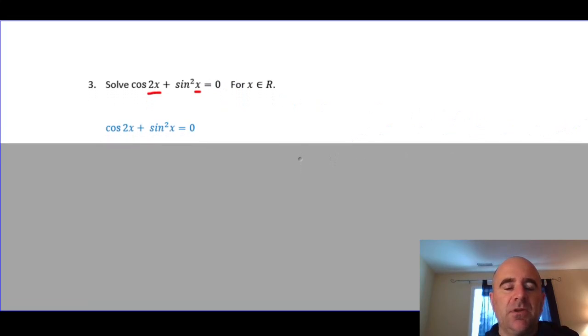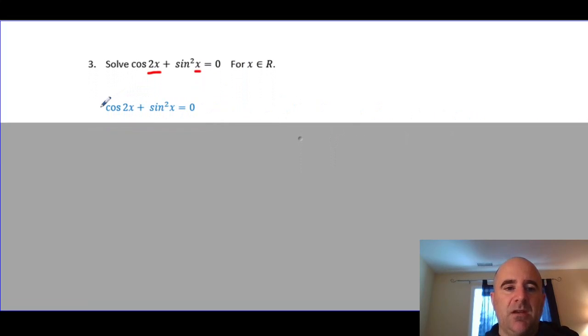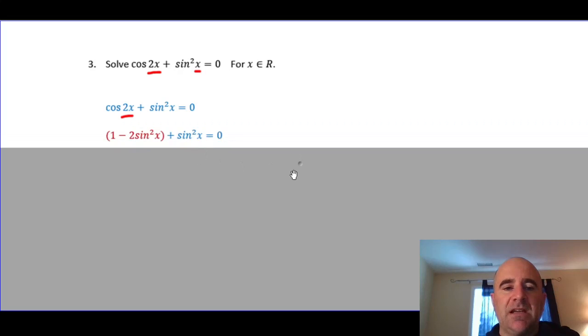So it would be nice if we could express it all in terms of x, and we can because we have 3 different double angle identities for cosine. So the question is, which one do we want to use? Well, notice that there's a sine squared x here. One of those identities for cos of 2x gives you an answer just with sine squared, which is probably what we would like. And so that is definitely the first thing I would try. Replace it with 1 minus 2 sine squared x.